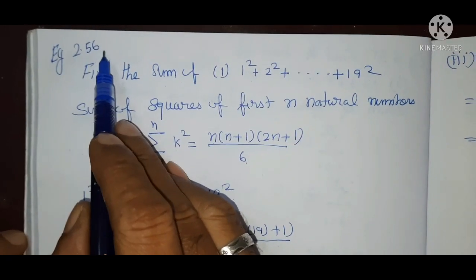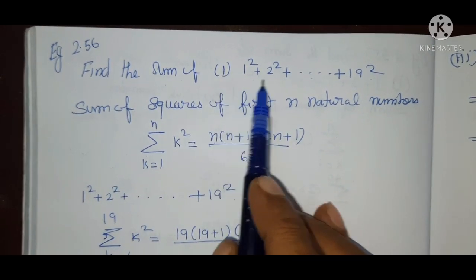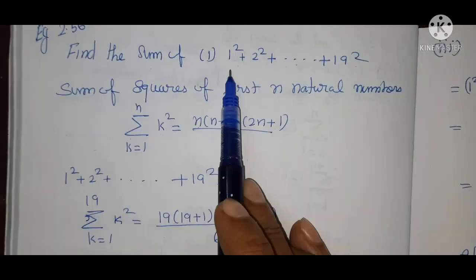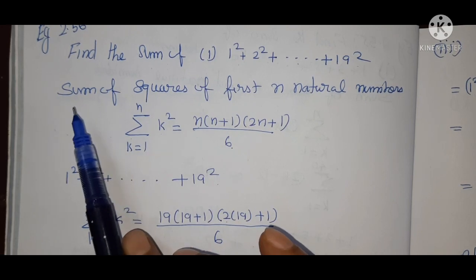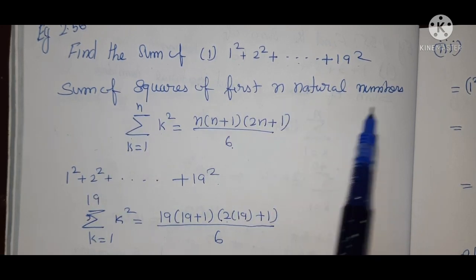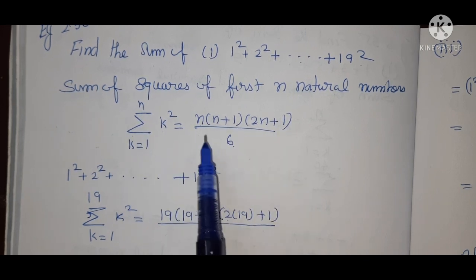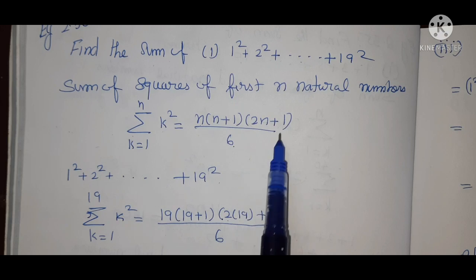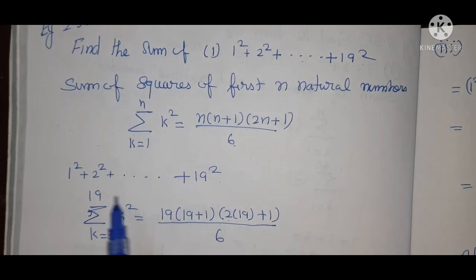Example number 2.56. Find the sum of first sum 1 square plus 2 square plus and so on plus 19 square. Square numbers starting from 1. So, sum of squares of first n natural numbers. Sum of k square, k is equal to 1 to n, is n into n plus 1 into 2n plus 1 by 6. It is the formula for finding sum of squares of first n natural numbers.